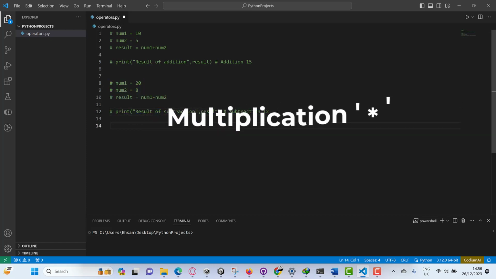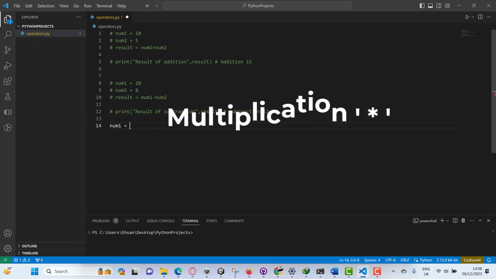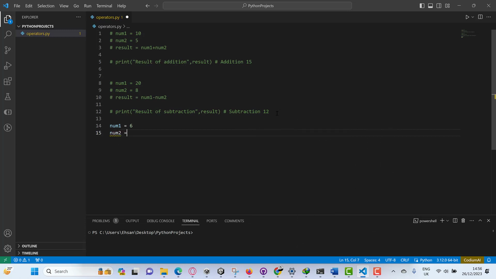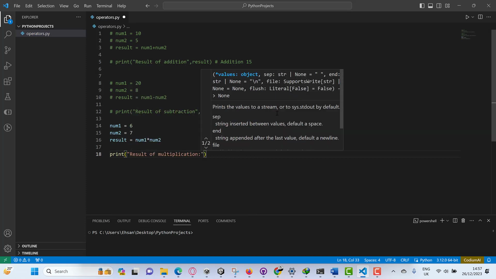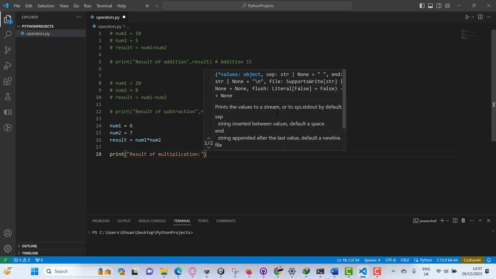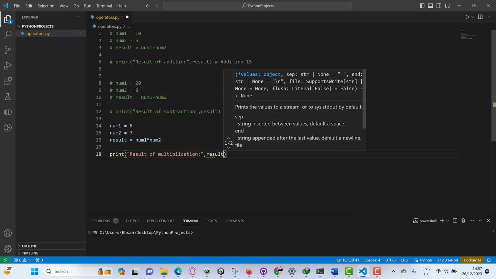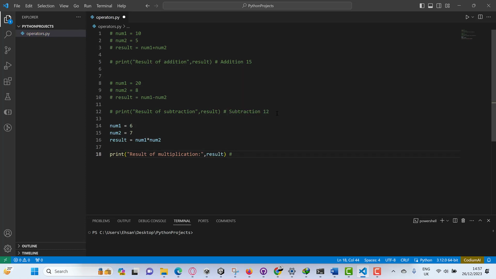For example, we have num1 equals 6, num2 equals 7. And let's multiply num1 and num2 together and put them inside result. Let's print result of multiplication and concatenate result. And the result will be 42 because 6 times 7 equals 42. Here num1 and num2 are multiplied together and then stored in the result variable.